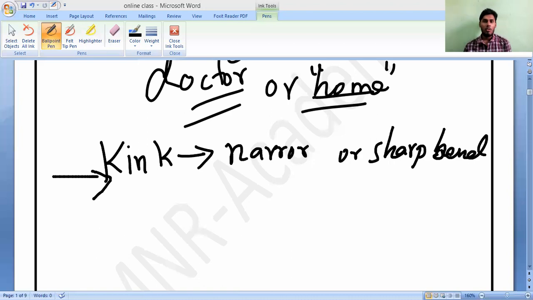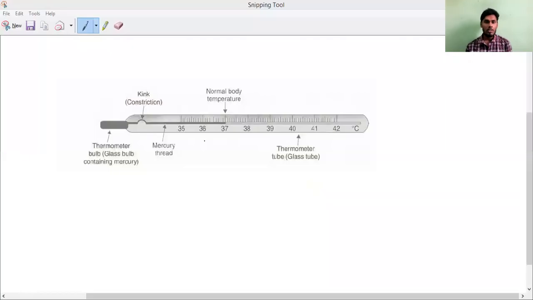So for example, let us see how this clinical thermometer looks. Can you see this picture? This is what we call a clinical thermometer. Here you can see we have some kind of nick. What do we call this, Mari? This is called the nick of the clinical thermometer. We call it a deep curve.